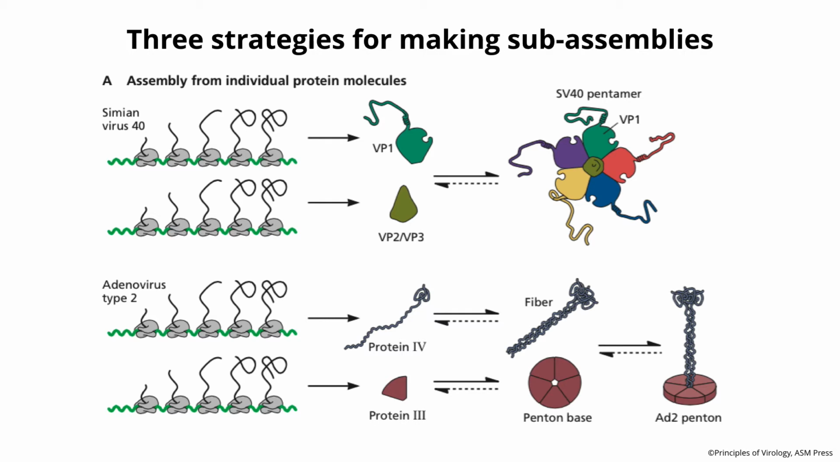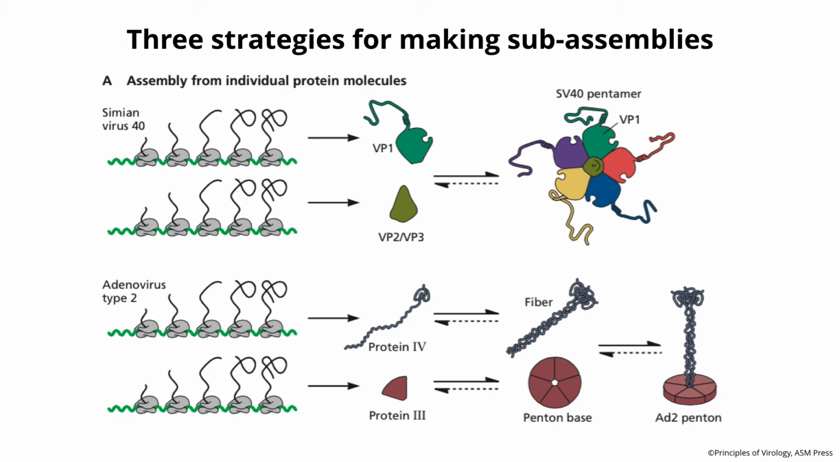On the bottom is simply another example of this assembly from individual protein molecules. We're going to make the penton of adenovirus. This is consisting of the fiber and the penton base, which exists at each 5-fold axis of the virus particle. And that's made up by making a molecule of protein 4, that's a monomer. Then 3 of these come together to make the fiber, which is a trimer. And then you make a molecule of protein 3. 5 of those come together to make a penton base. Then these 2 assemblies come together.